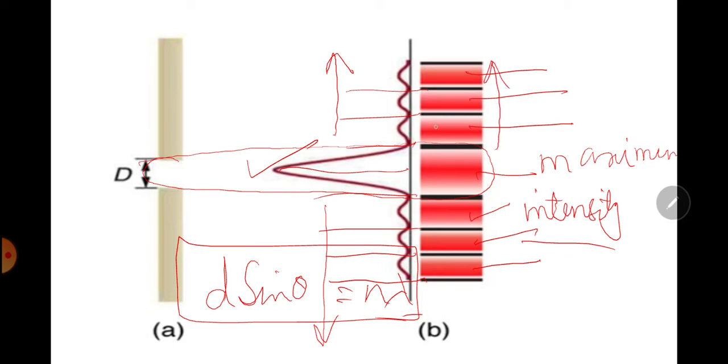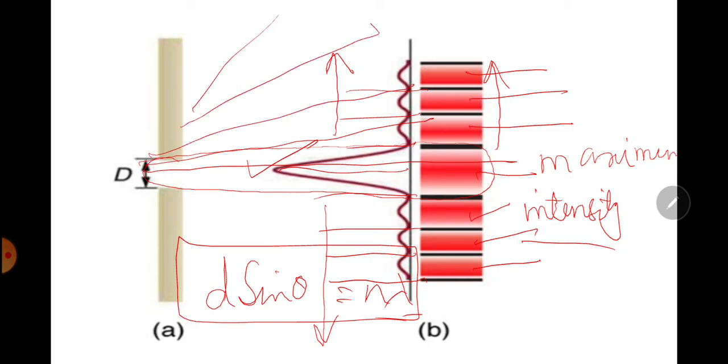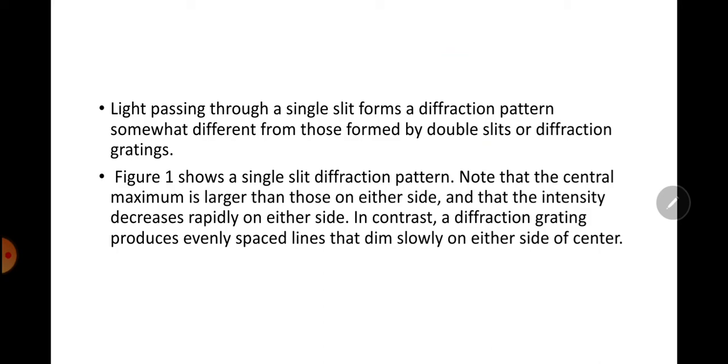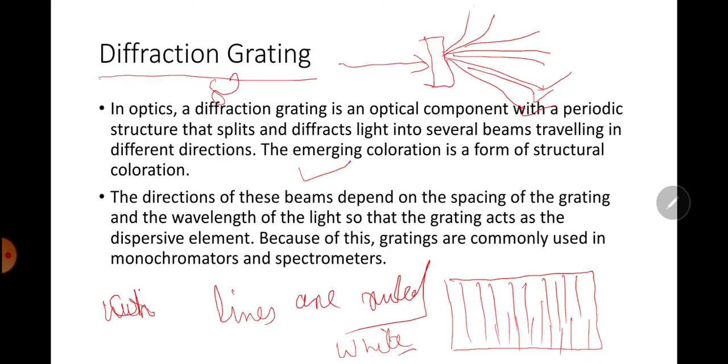Here the angle increases. Here the angle is 0. Here 10, 20, 30, 40 and so on. But the intensity of light of the bright fringes decreases. If you go in this direction, the intensity decreases. In this direction, the intensity decreases. It will be maximum at the central region. Light passing through a single slit forms a diffraction pattern somewhat different from those formed by a double slit or diffraction grating. The central maxima is larger than those on either side, having maximum intensity and larger in size. And if you go from the middle region to the edges, the intensity decreases.